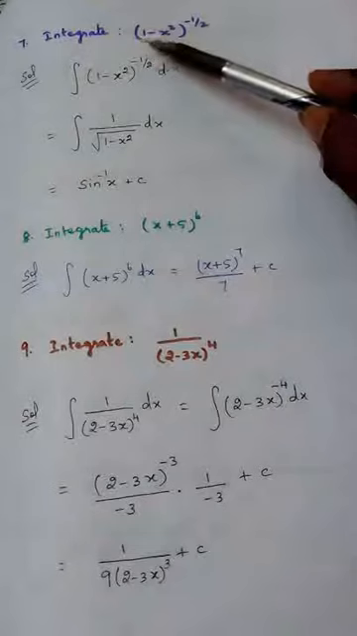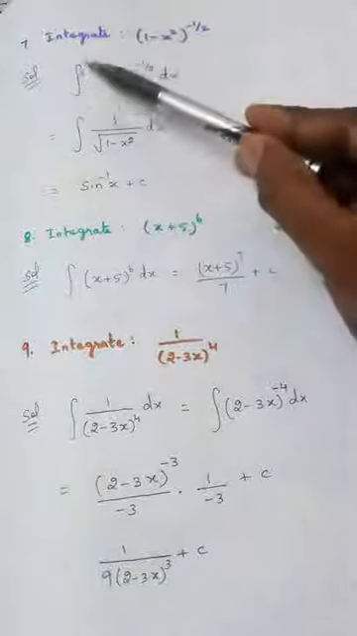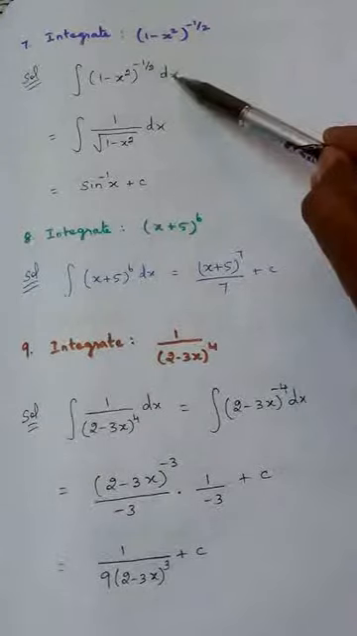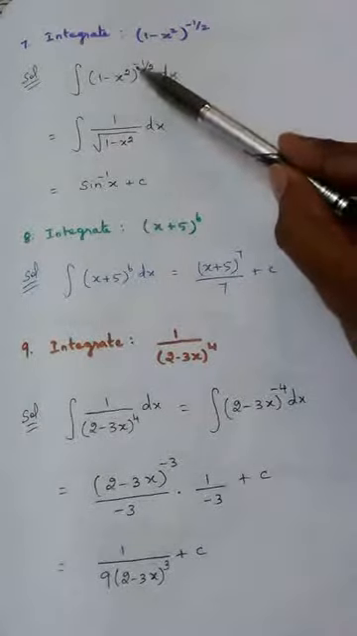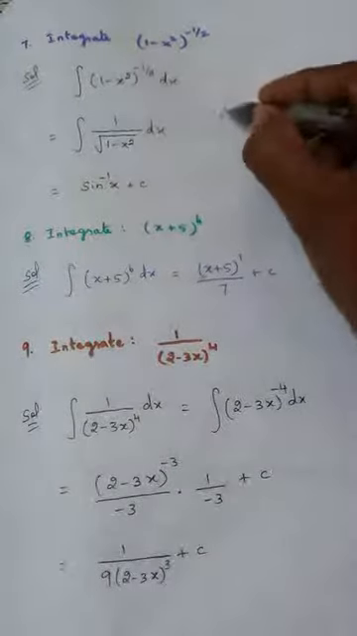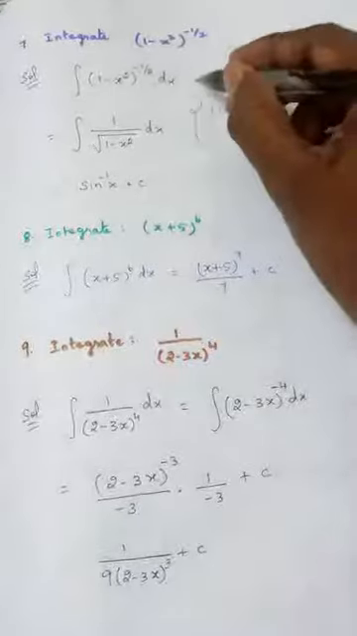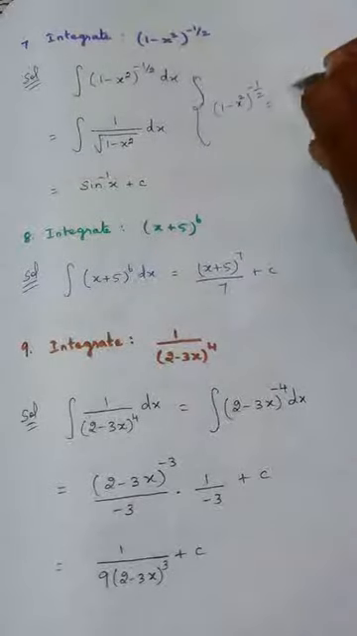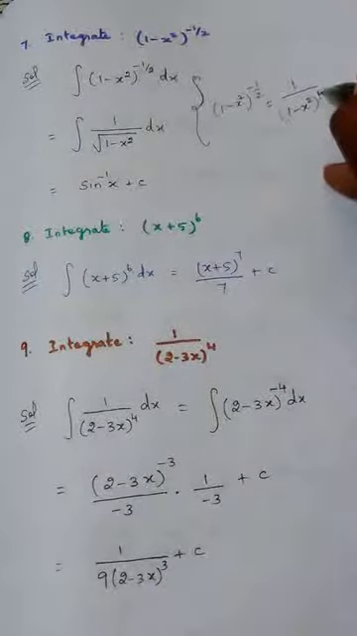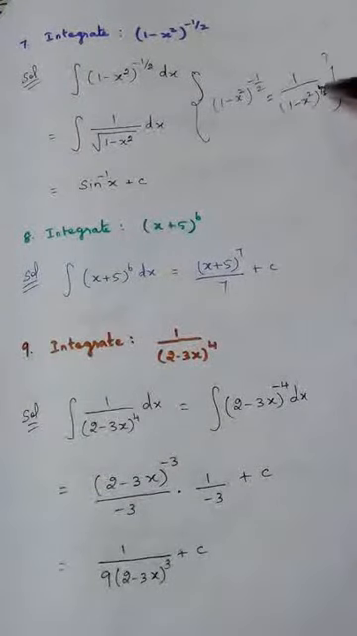Integrate (1 minus x square) power minus 1 by 2. So what will we do? Integral symbol, writing this function, putting dx. Since the power carries a minus sign, I'm going to take that to the denominator. So I can write (1 minus x square) power minus 1 by 2 as 1 by (1 minus x square) to the power of 1 by 2. Yes or no? The power minus, when it goes to the denominator, becomes plus.